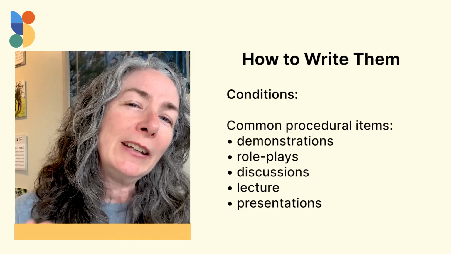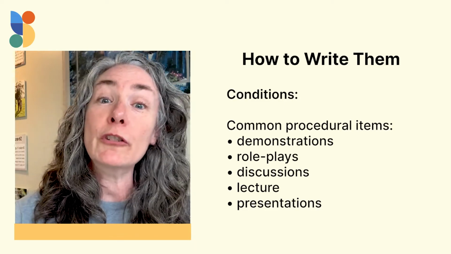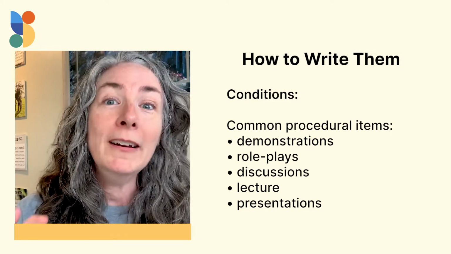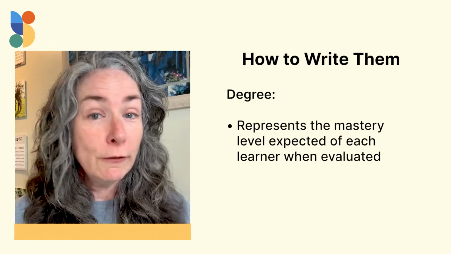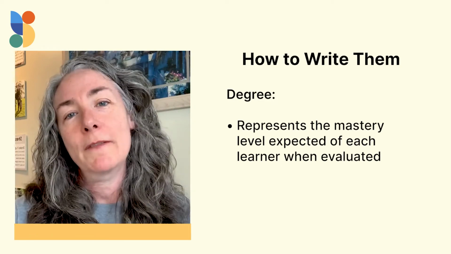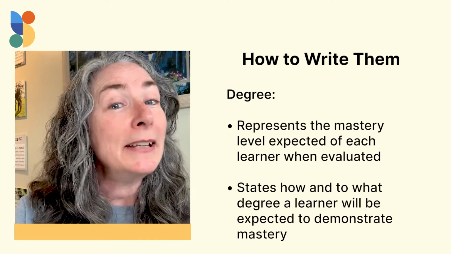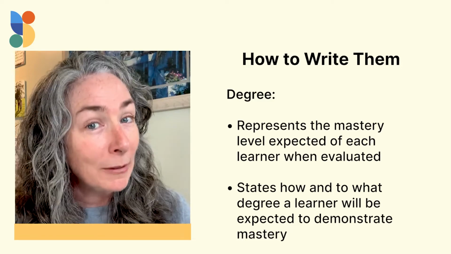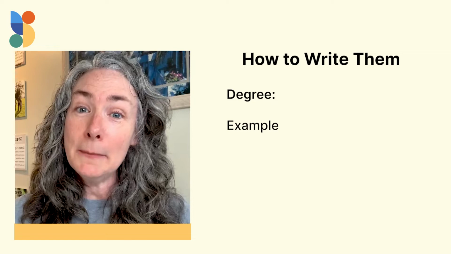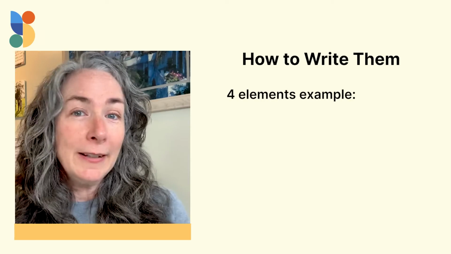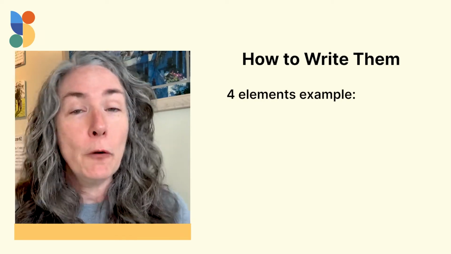Remember that conditions are the key element in assuring that learners are given the learning tools and process necessary to assure mastery. The degree element represents the mastery level expected of each learner when evaluated. It will state how and to what degree a learner will be expected to demonstrate mastery. An example might look like this. Here is how it would look broken into the 4 elements.